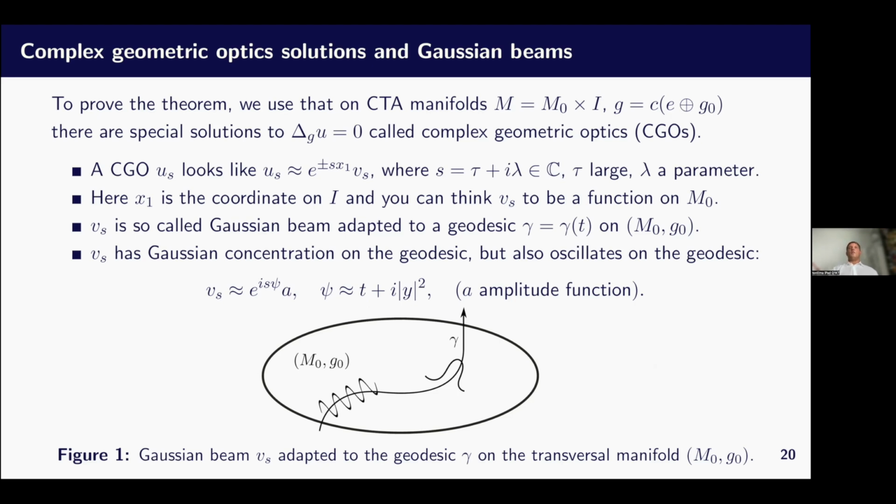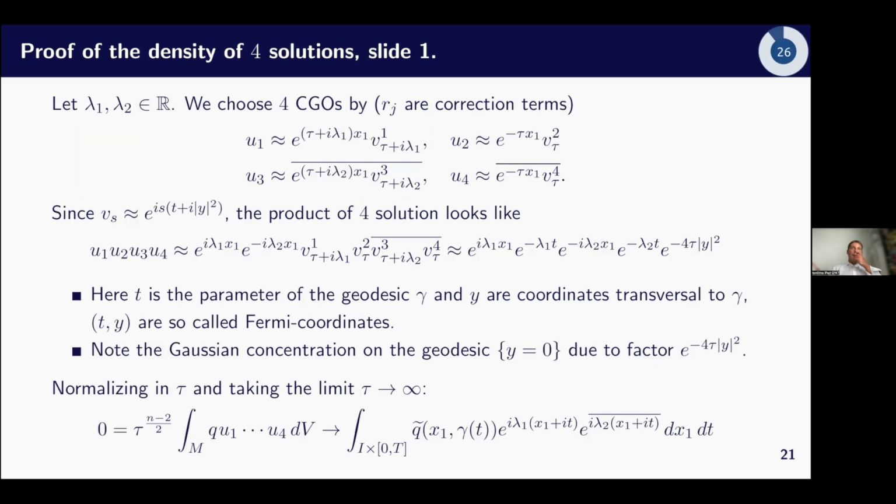So these are now complex geometric optics solutions, which are a product of this e to the power plus minus s x1 and then a Gaussian beam. So let's get then to the inverse problem, which was about showing that products of four solutions are dense.